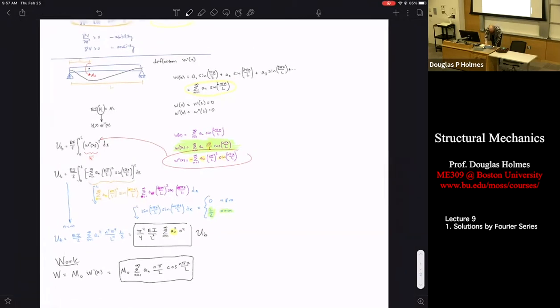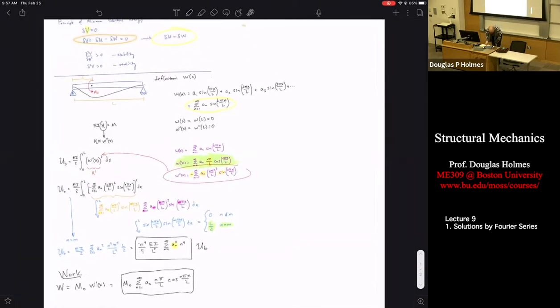Now up here, we wrote the following. The principle of minimal potential energy tells us the first variation of your total potential energy has to be equal to zero for your structure to be in equilibrium. And if V is the difference between the strain energy and the work, then the first variation in V will be equal to the first variation in U minus the first variation in the work. Therefore, the external work that we're doing needs to be stored as internal strain energy. Delta U needs to balance delta W. Okay.